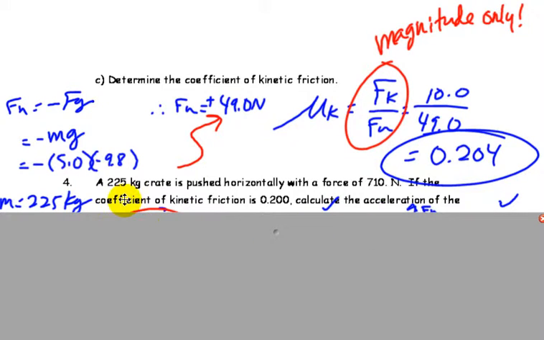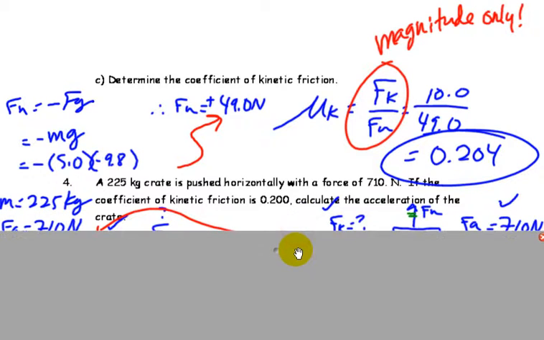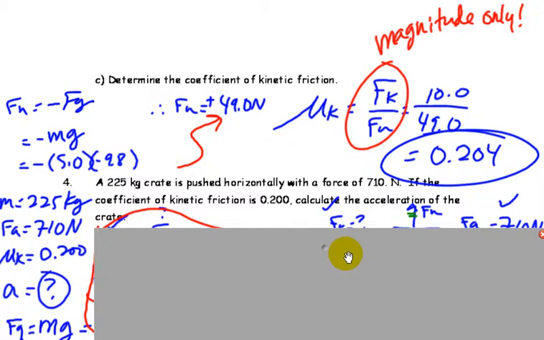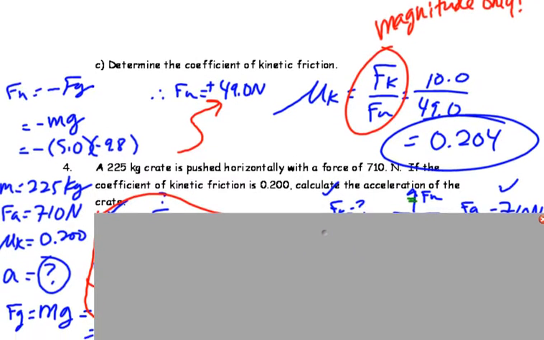So number 4 says a 225 kilogram crate is pushed horizontally with a force of 710 newtons. If the coefficient of kinetic friction is 0.200, calculate the acceleration. Okay, so this will be a case in which, again, since there's acceleration, there must be a net force. So we must be applying a force that's bigger than the friction force.